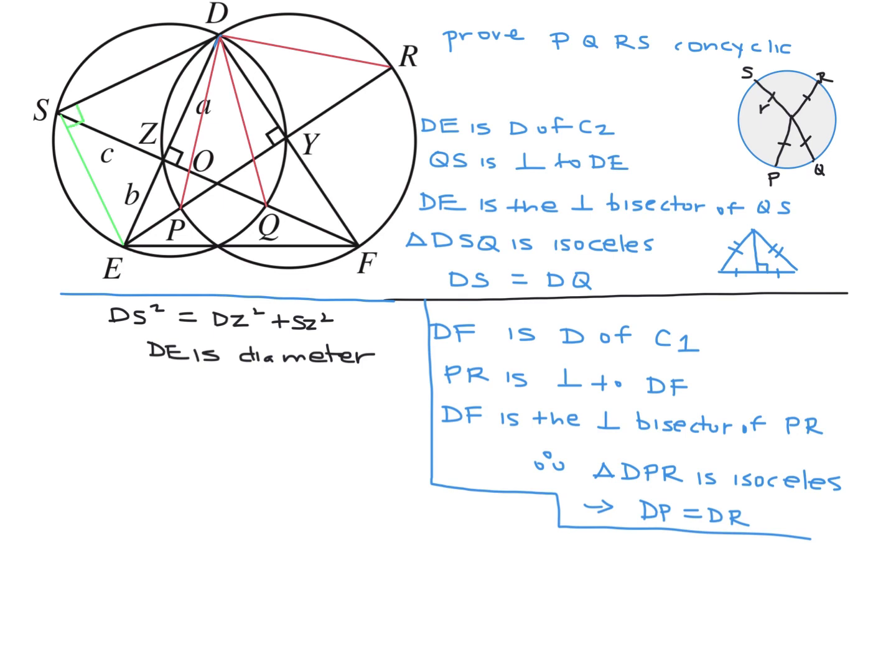Okay. So therefore, angle DSE is 90 degrees. Okay, great. So what we've done basically is we've created a similar triangle situation. That triangle DSZ is similar to triangle SEZ.